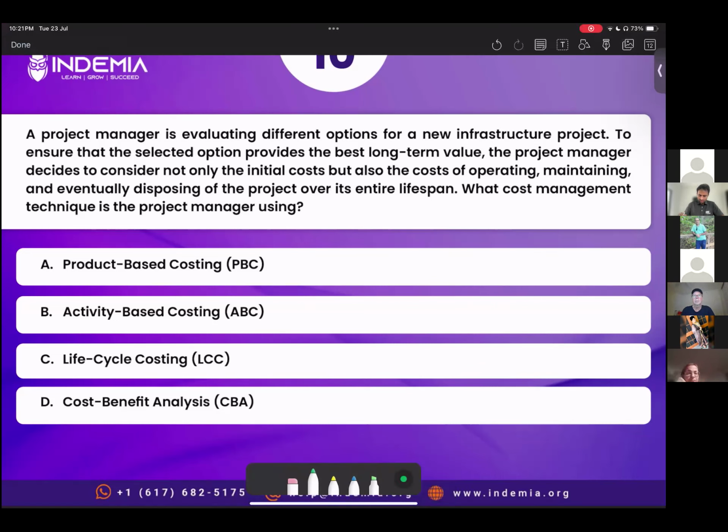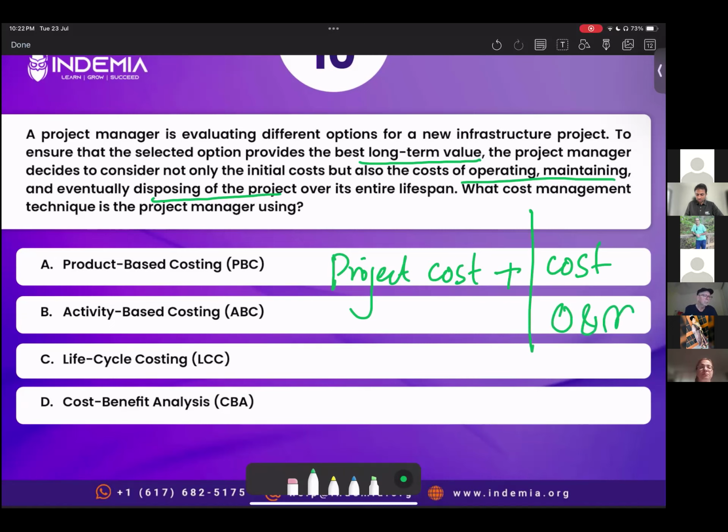So let's see. It says a PM is evaluating different options for a new infrastructure project to ensure that the selected option provides the best long-term value. So one is long-term value. The PM decides to consider not only the initial cost, but also the cost of operations, maintenance, and eventually disposing of the project, right? So we are not just considering project cost, we are considering costs that we will be incurring after the project is delivered, meaning operations and maintenance cost and disposal.